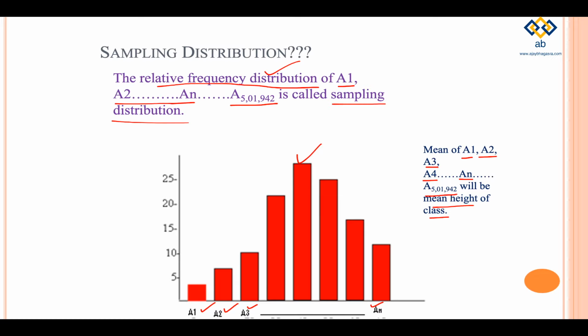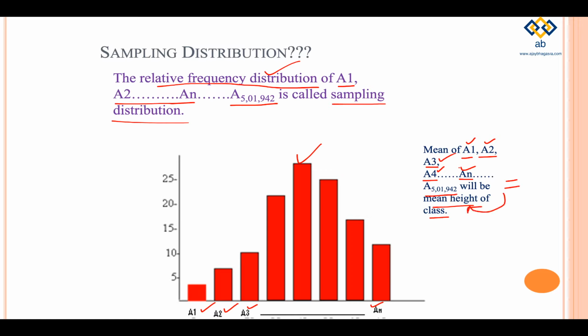From a population, a sample, how many possible combinations can you make? You take all those combinations one by one. You take the means of those combinations, call those means A1, A2, A3, A4, AN, and you further take the mean of A1, A2, A3, A4, AN. Whatever the value of this mean is, that would be the absolute mean height of your class.